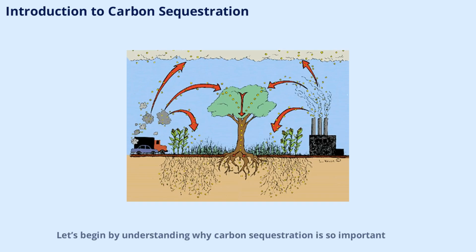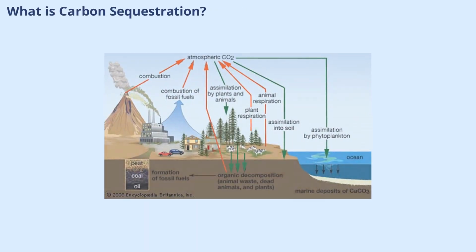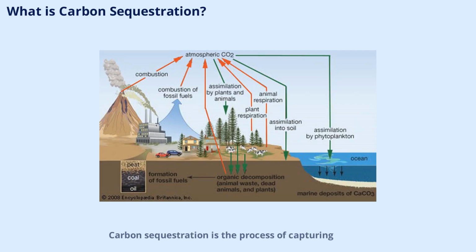Let's begin by understanding why carbon sequestration is so important and how it fits into the broader picture of climate action. Carbon sequestration is the process of capturing and storing carbon dioxide away from the atmosphere. Sometimes referred to as carbon capture, this process helps offset the addition of CO2 from various sources. These sources include natural events like forest fires and human activities such as burning fossil fuels. By removing CO2 from the air and storing it in plants, soil, oceans, or underground, we can help slow down the pace of climate change.